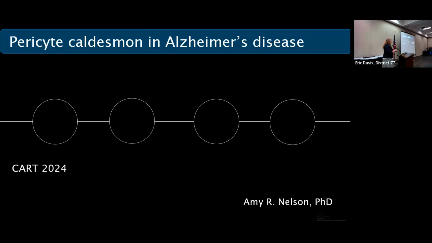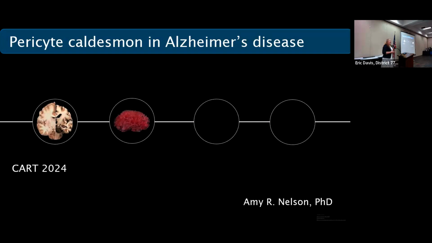And so today I'll talk to you about pericytes, Caldesmon and Alzheimer's disease. The first thing is, there's this massive gross pathology in the Alzheimer's disease brain that you can see in this first image.